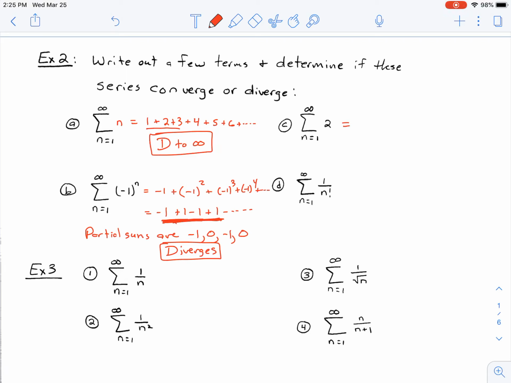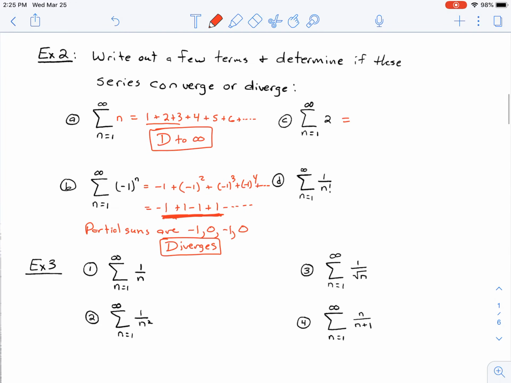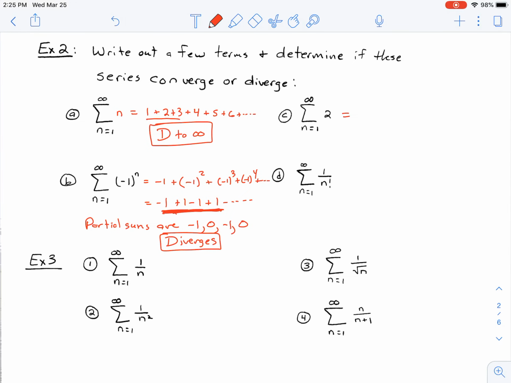All right, this one, if our formula here is just 2. So that means when n equals 1, we've got 2. N equals 2, we get 2. So we're looking at what we get when we add up an infinite number of 2's. That's obviously infinity, so this thing diverges.